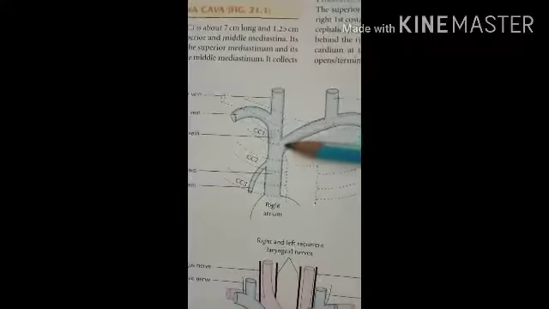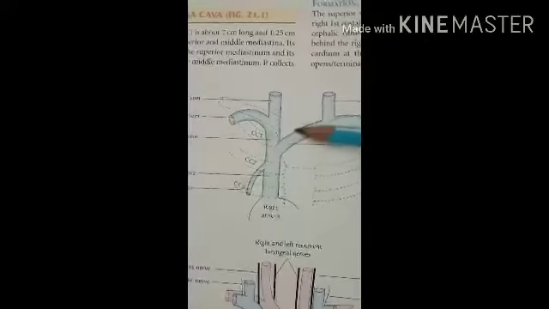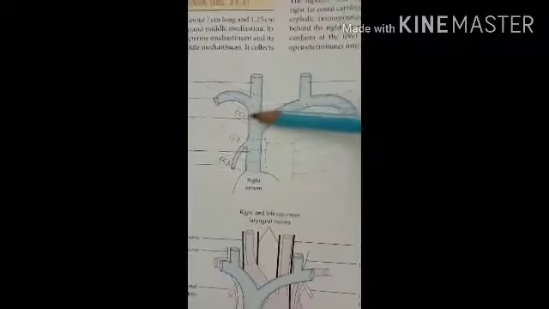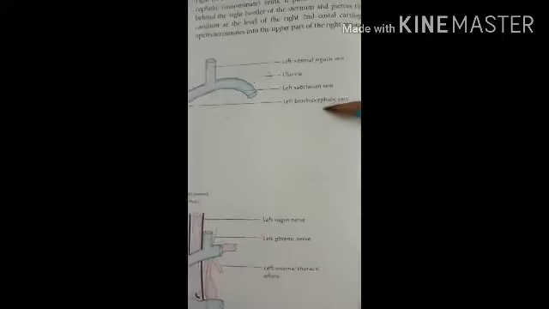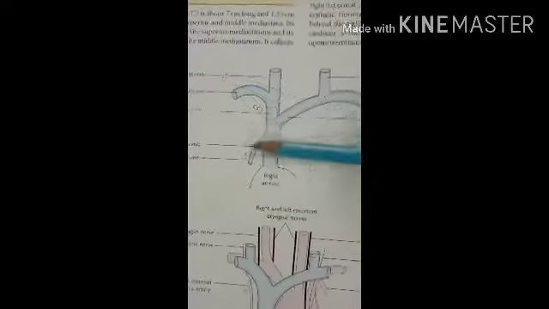Then by the union of... so how should it be formed? It should be formed by the union of the right and the left brachiocephalic vein. So here that is the right brachiocephalic vein and this is the left brachiocephalic vein. So here you can see that is the right and left brachiocephalic vein.